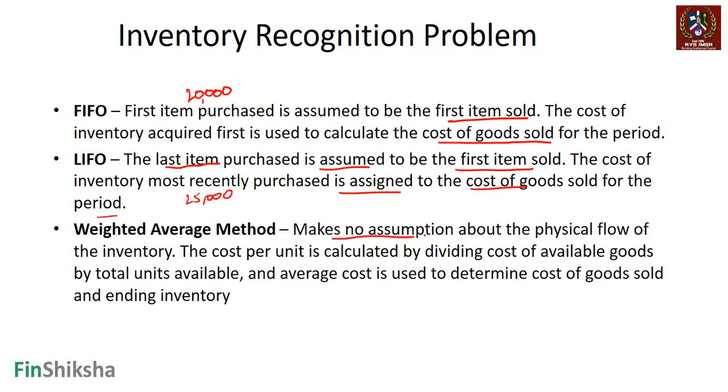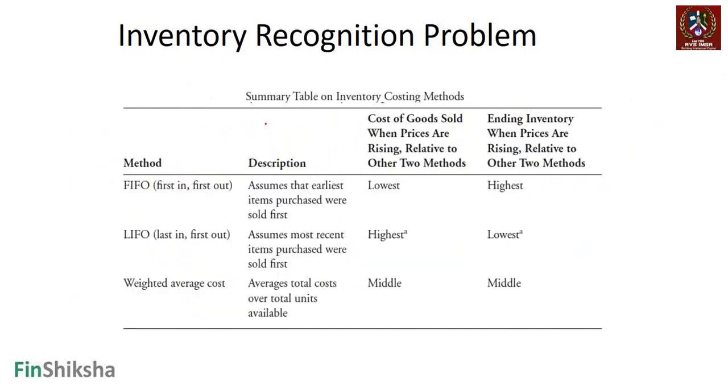The weighted average method makes no assumption about the physical flow of the inventory. The cost is calculated by taking the total cost of available goods by the total units available. Average cost is used to determine the cost of ending inventory, beginning and ending inventory, correct? So that's the three methods that are there.